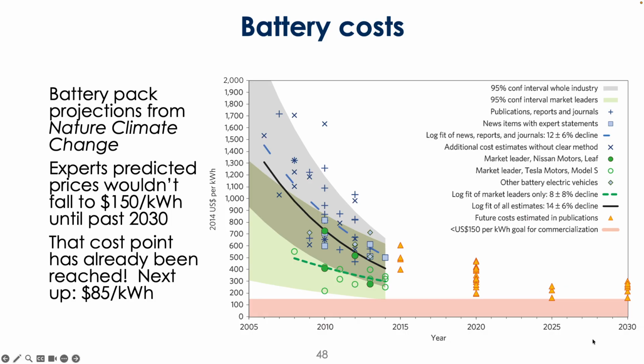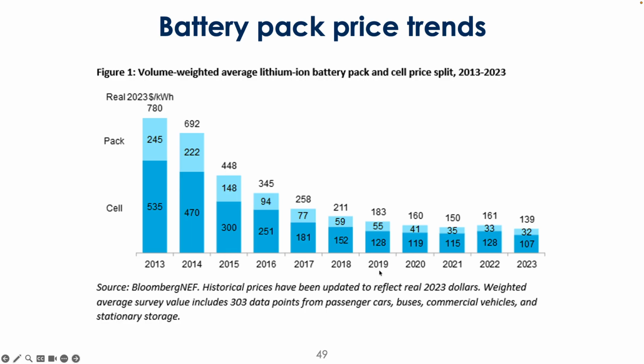And no one predicted, if you look at all these yellow dots here, all of these experts were making these predictions, and there's a pretty wide band. No one predicted that we would reach $150 per kilowatt hour up until like 2030. But actually, in reality, that price point was already reached. And so, yeah, even the experts, right, they're not able to predict everything.